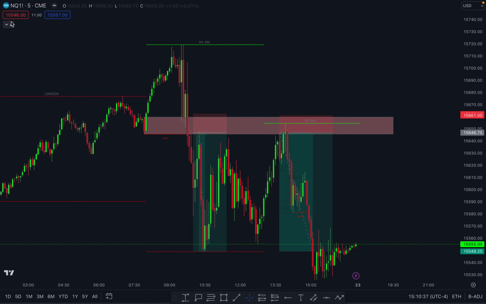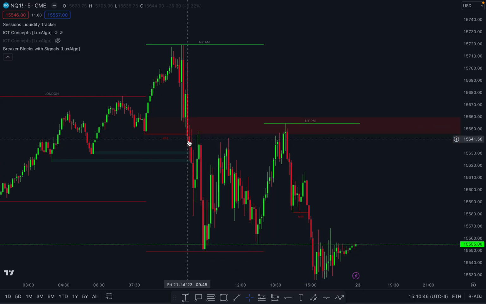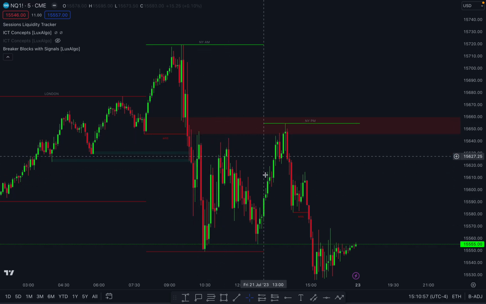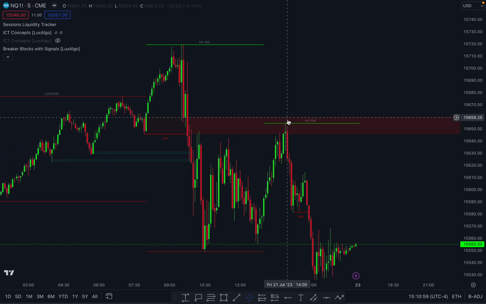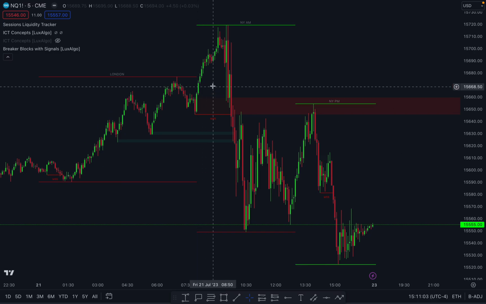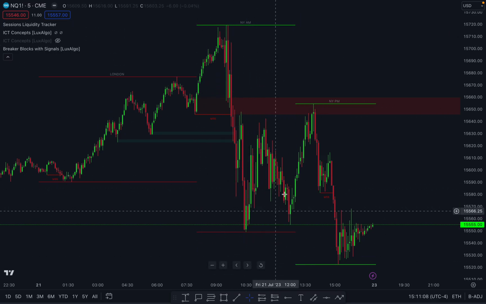Easy. It's called breaker blocks. If I go ahead and turn breaker blocks with signals LuxAlgo on, you can see, if I remove everything from my chart, boom, look at the precision of this, look at these wicks, look at the bodies, boom, giving us one setup, two, almost 3, 4, and 5 setups, going all the way into the London low, and then subsequently the New York AM low. Beautiful trade.